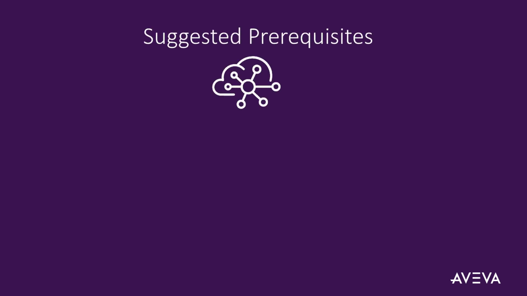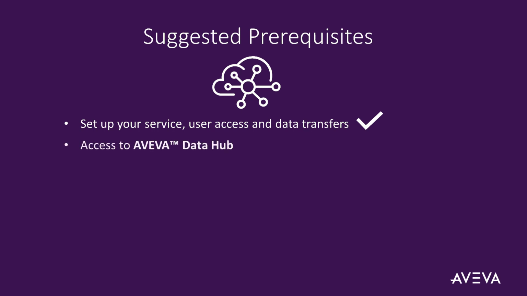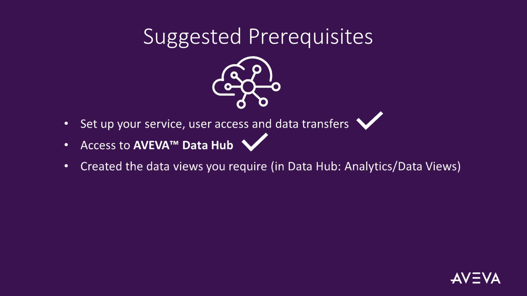To start this work, you will have already set up your AVEVA Data Hub service, including user access and data transfers. Access to your Data Hub service will have been provided through AVEVA Connect. You will have created the required data views in the Analytics area of AVEVA Data Hub. You will have installed Microsoft Power BI desktop application on your desktop device.